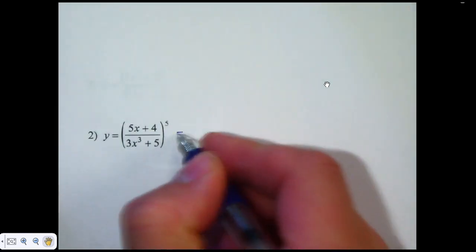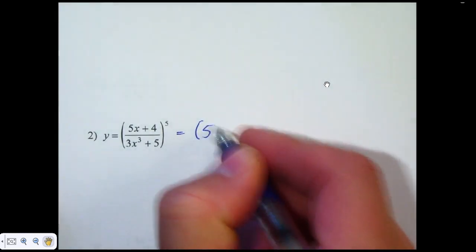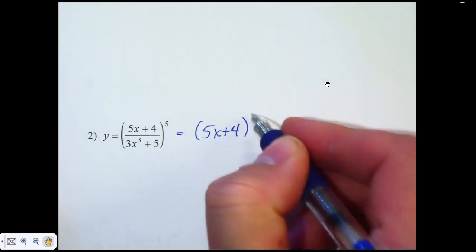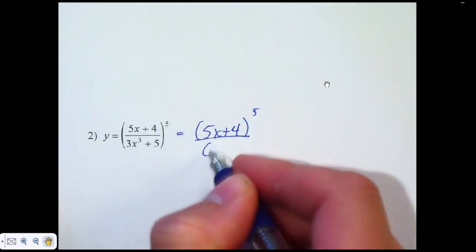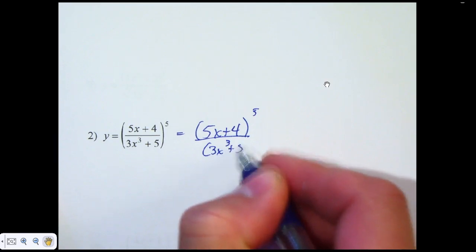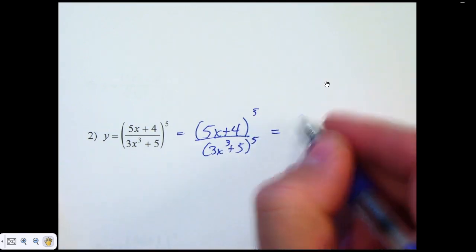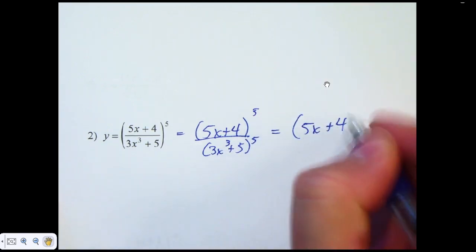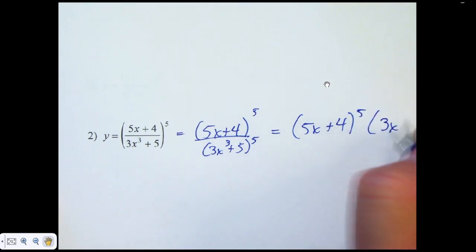Number two, this looks weird, but if we rewrite this, couldn't I rewrite this as 5x plus 4 to the 5th over 3x to the 3rd plus 5 to the 5th? And then couldn't I rewrite it like this to the negative 5th?